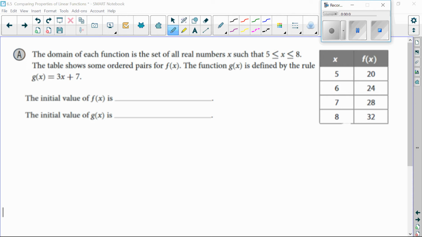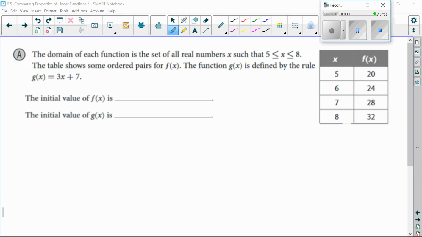Get out A1 Math, and today we're looking at comparing properties of linear functions. So there's a lot of different ways to compare them. Right now we're going to compare between an algebraic expression and a table. So let's take a look.